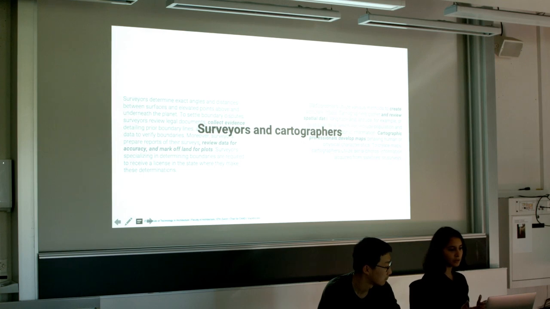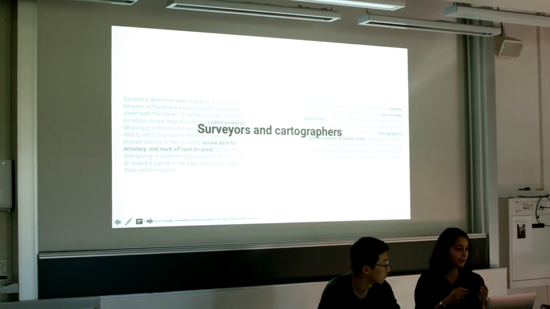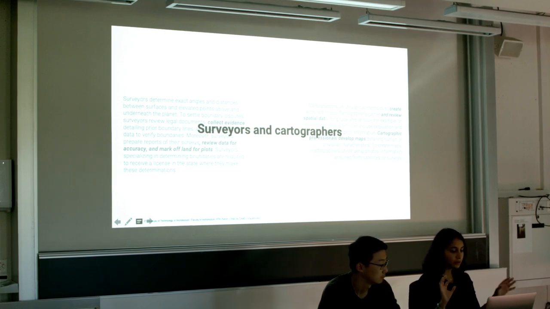Another story that I wanted to tell you is about how cartography was developed. There were always two tasks, the ones from the surveyors and the ones from the cartographers. Here are just definitions of the current positions of each of them, but it was always like that. Surveyors were in charge of collecting evidence or reviewing data and marking lands or plots. And the cartographers were in charge of creating or reviewing this spatial data and developing maps. So already there, these two differentiations that I'm presenting to you were tangible.